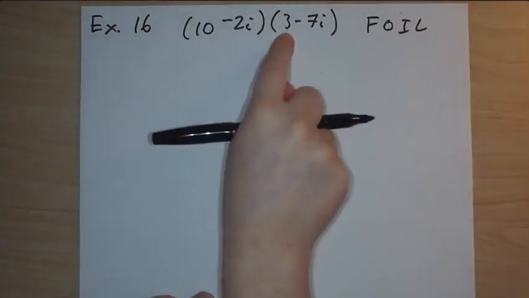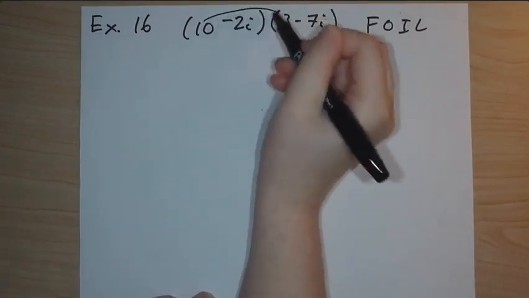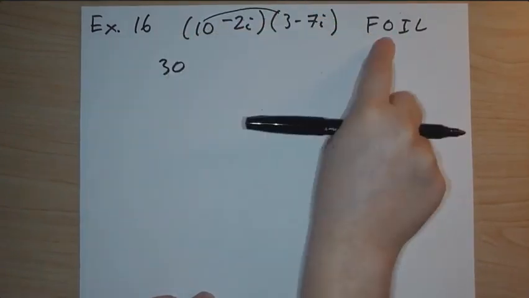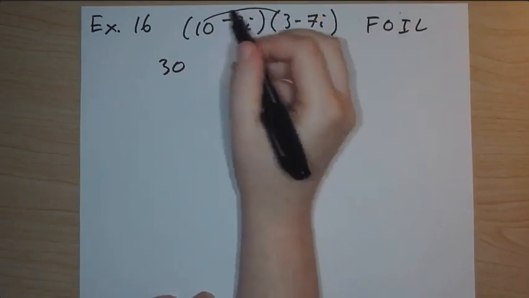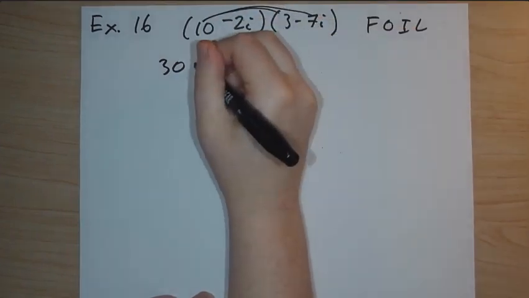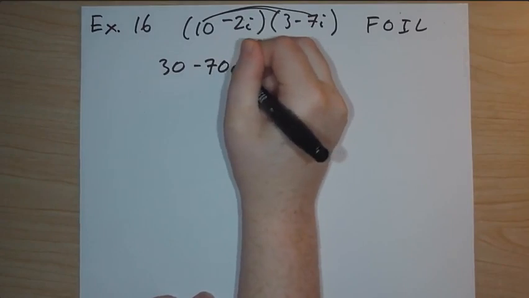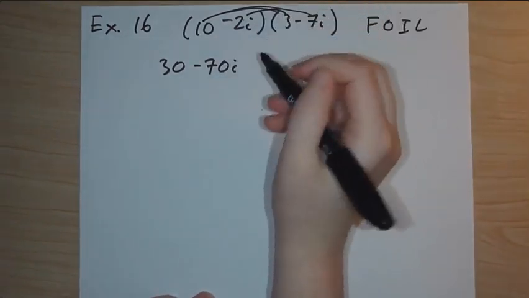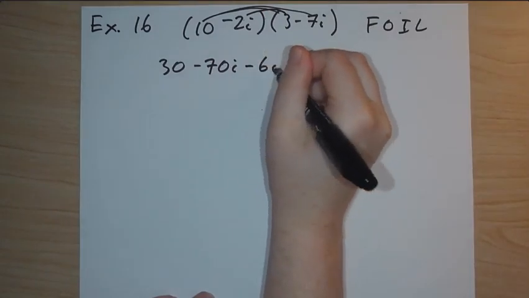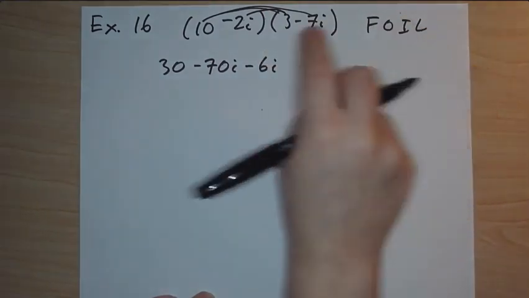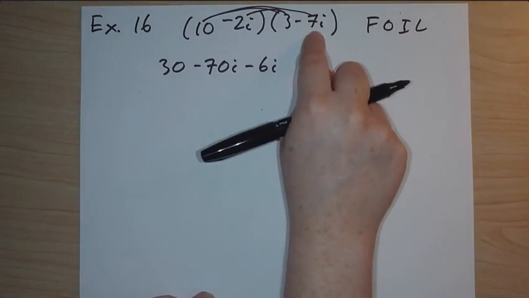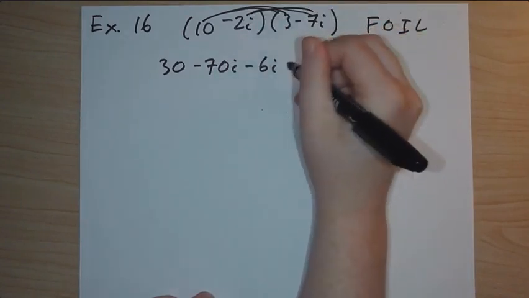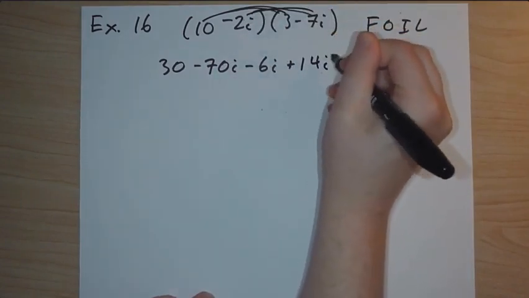So we're going to first multiply our first numbers, 10 and 3, that gives us 30. Then we're going to do our outer numbers, 10 and negative 7i, that gives us negative 70i. Then we're going to do our inner numbers, negative 2i and 3. That gives us negative 6i. And then we're going to do our last numbers, which is negative 2i and negative 7i. That's going to give us positive 14i squared.